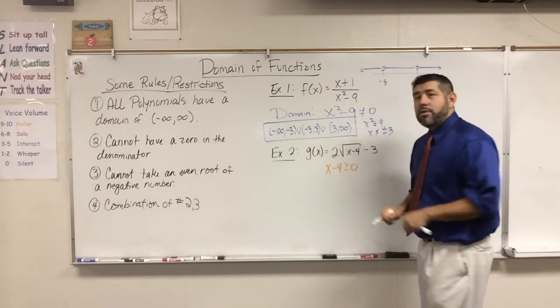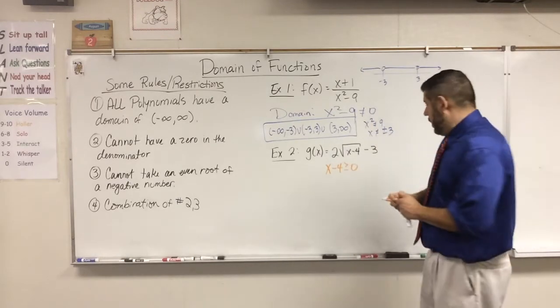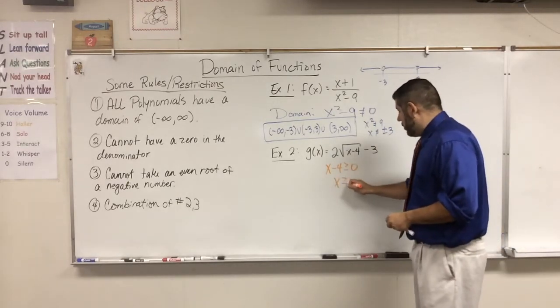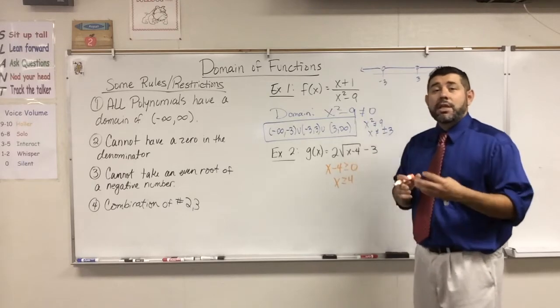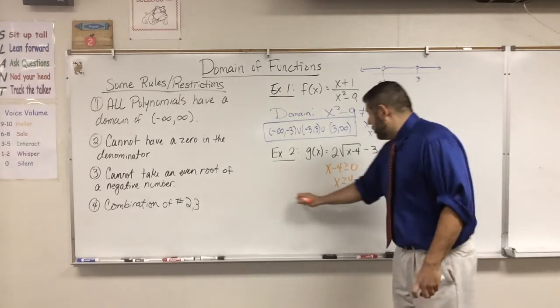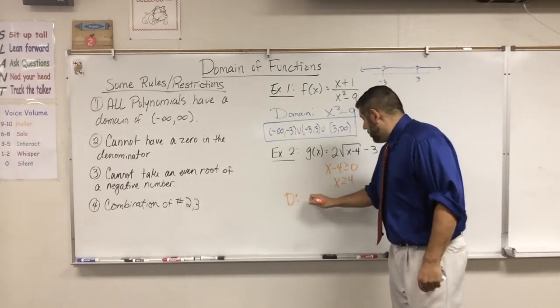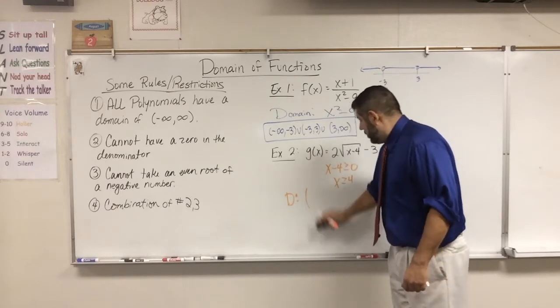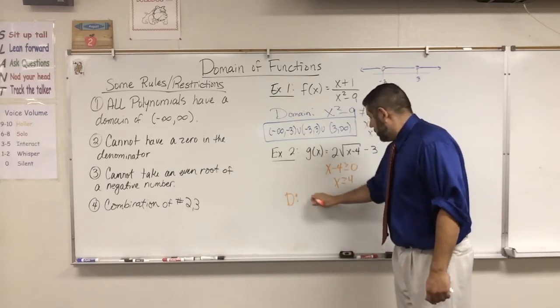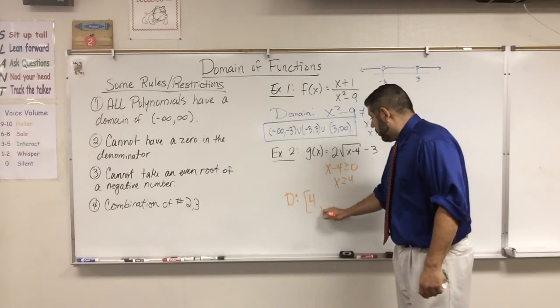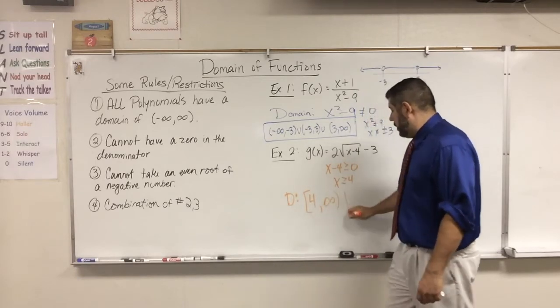And I'm going to set that greater than or equal to 0, and solve this. X is greater than or equal to 4. And I'm going to put this in interval notation. So my domain is going to be from 4, all values greater than 4, to infinity. Okay, and that's my domain.